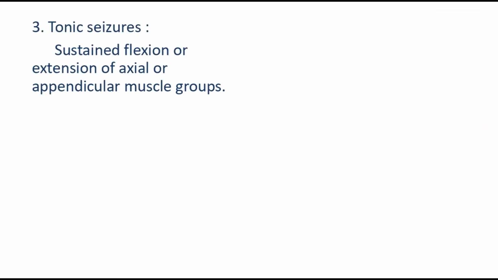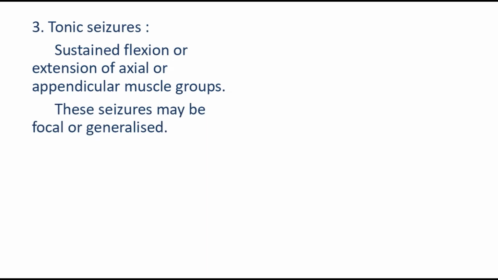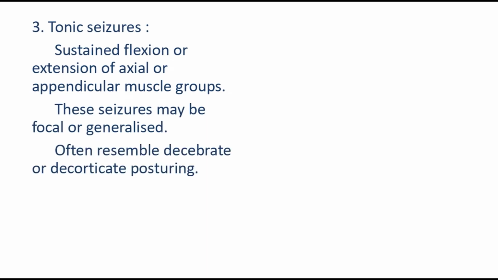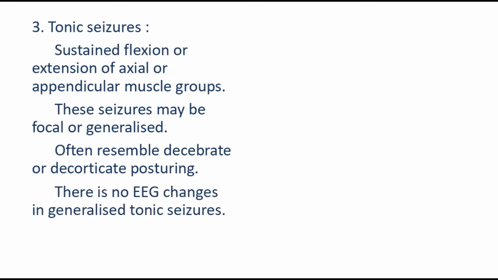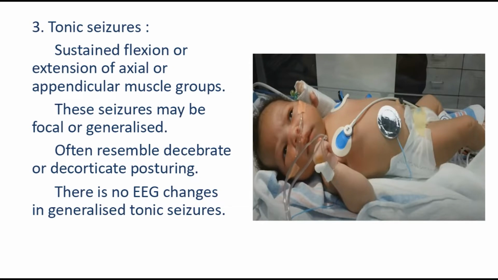Third one is tonic seizures. Tonic seizures have sustained flexion or extension of the axial or appendicular muscle groups. This seizure may be focal or generalized and often resembles decerebrate or decorticate posturing. There are no EEG changes in generalized tonic seizures. You can see here the sustained flexion of the upper limb and the extension of the lower limb, and there is increase in tone of the limbs.